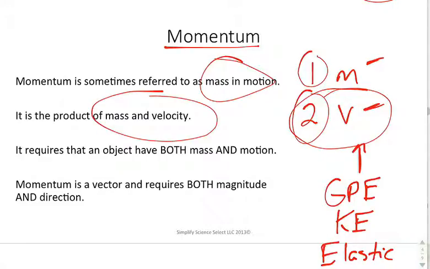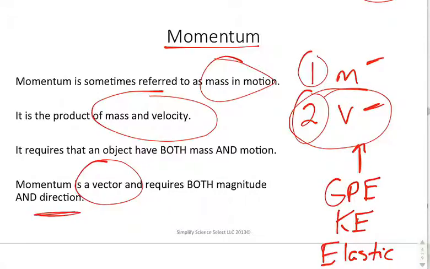Since it's the product of those two things, if you increase one and decrease the other, there's really no change in the momentum. So you need to increase both if you want to increase momentum by a great deal. Like I said, we have to have both mass and motion, and momentum is a vector quantity, which means that it is very important that you specify the direction.